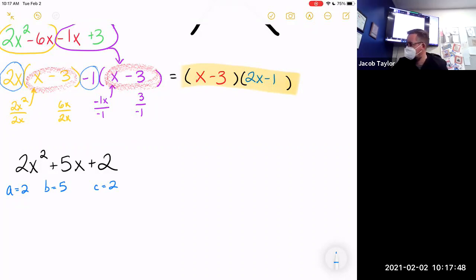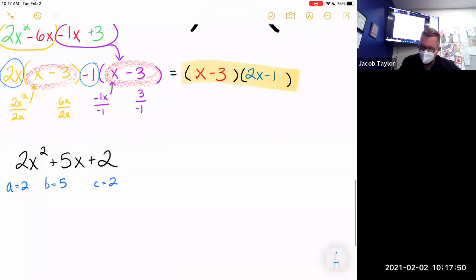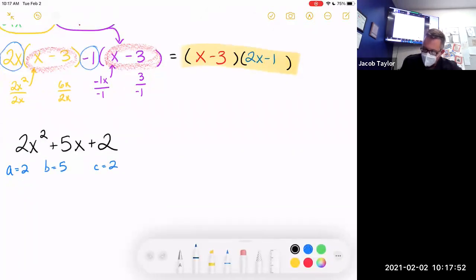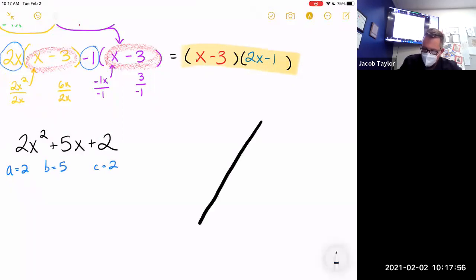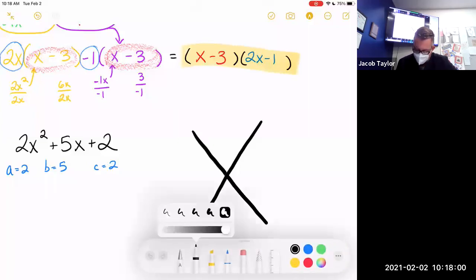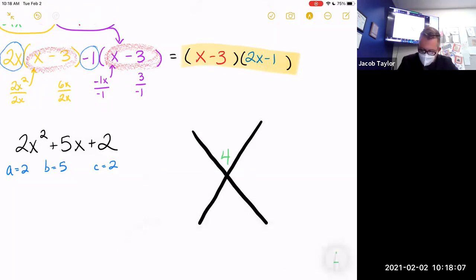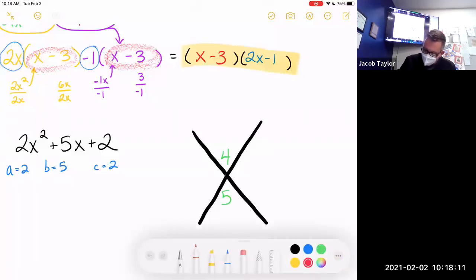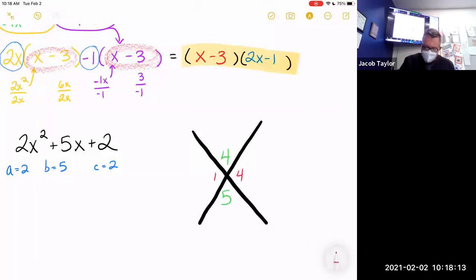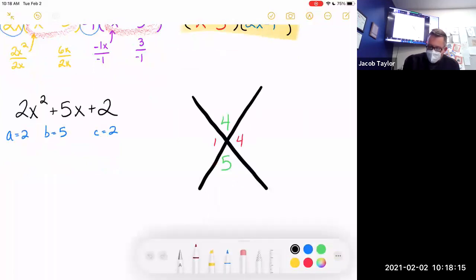Did you make your X? Not you, Rowdy. Shelby's answering me, but I'm talking to Rowdy. Rowdy, did you make the X? Okay. What goes on the top? Two times 2, which is 4. So 4, and then 5 on the bottom, and 1 and 4. Perfect. And then I'll break it down and give this to you.